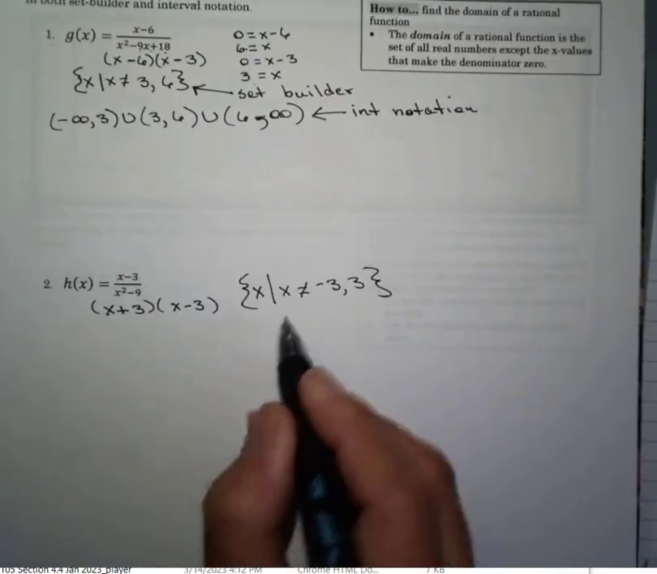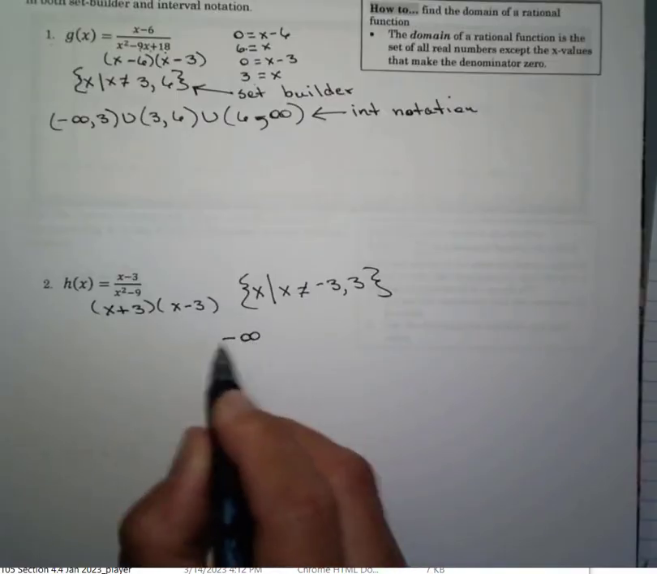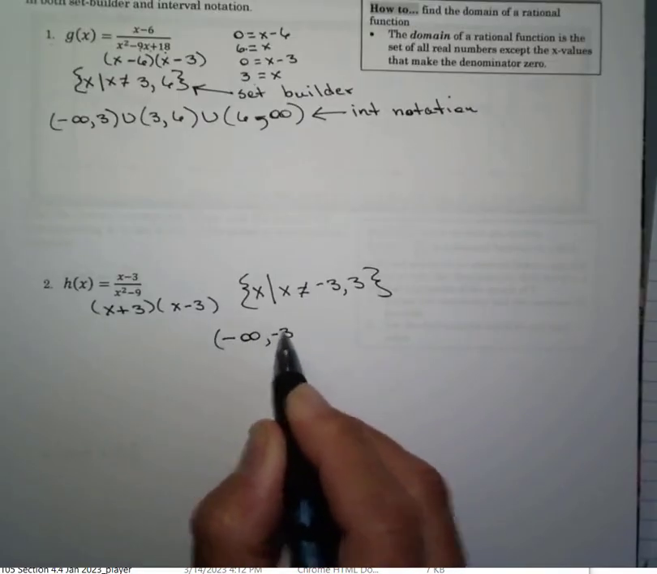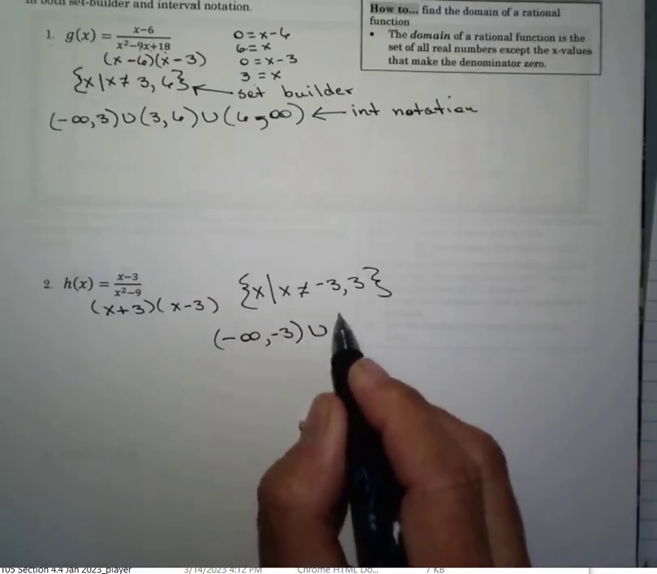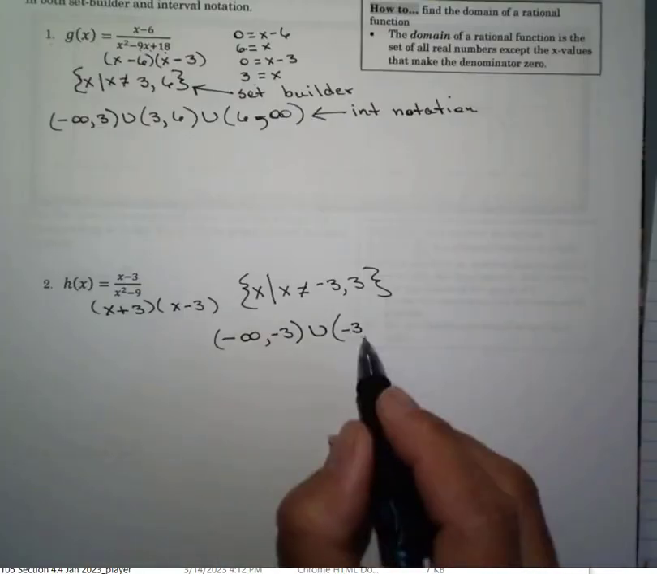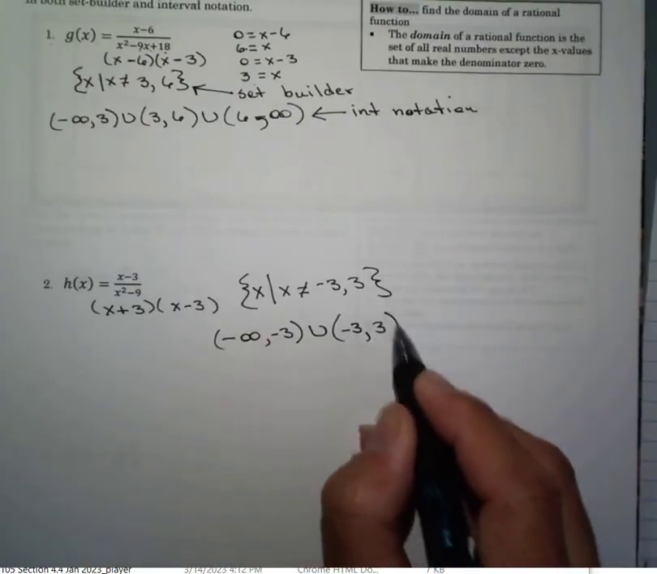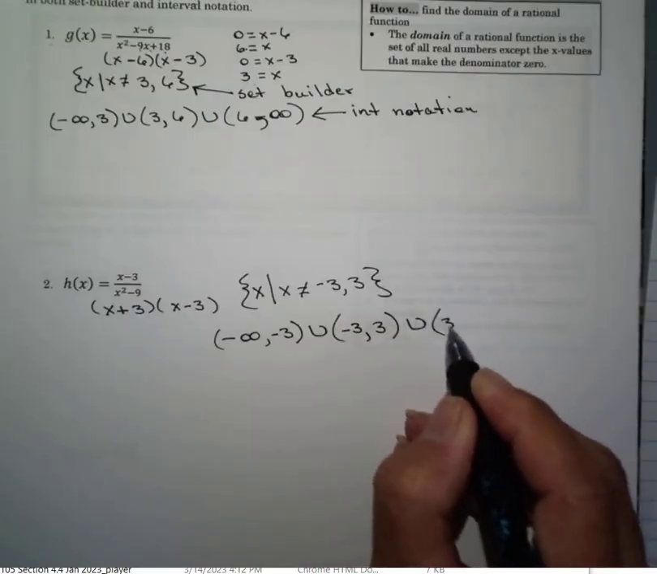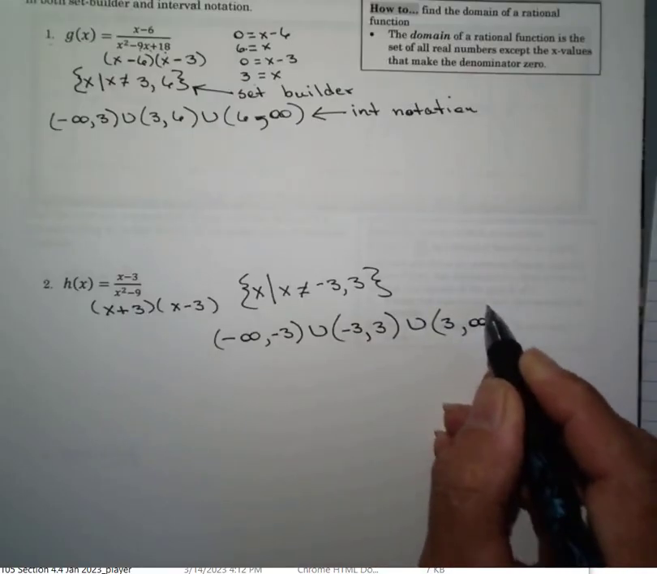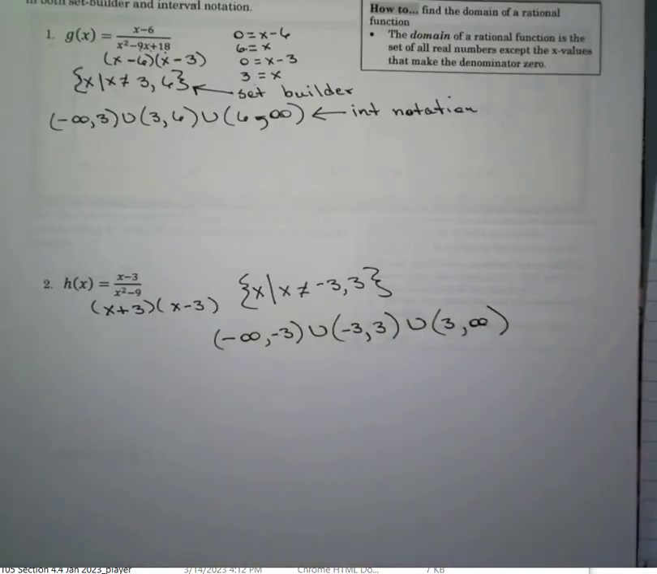Interval notation, I have to say, well, I start at negative infinity, go all the way to negative 3, but I don't include negative 3. And then I join that with the other side of negative 3 all the way to a positive 3, don't include that positive 3, and I join it again on the other side of 3 and go all the way to positive infinity. So there's my two notations that I need to know.